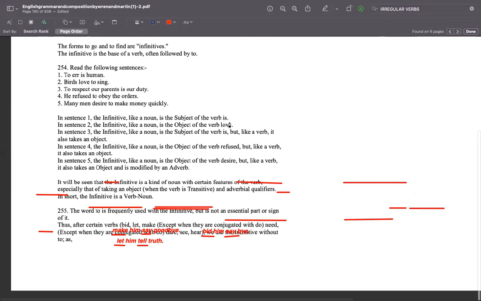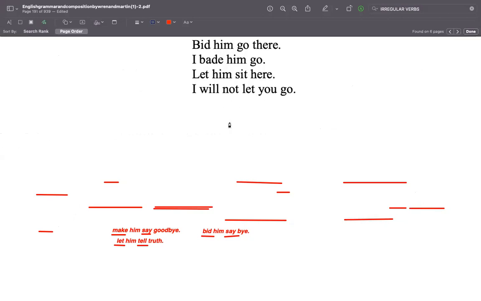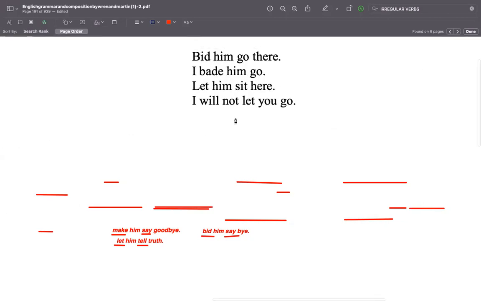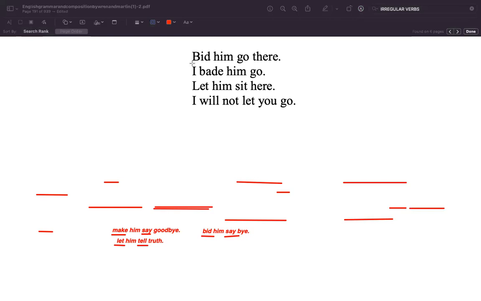Okay. Sai, do you understand what I teach here? Yes, sir. Okay. So look into it. It is stated bid him go there. I bade him go without to. Let is used, so that's why sit. Will is used, so that's why I will not let also use, so that's why go, right?